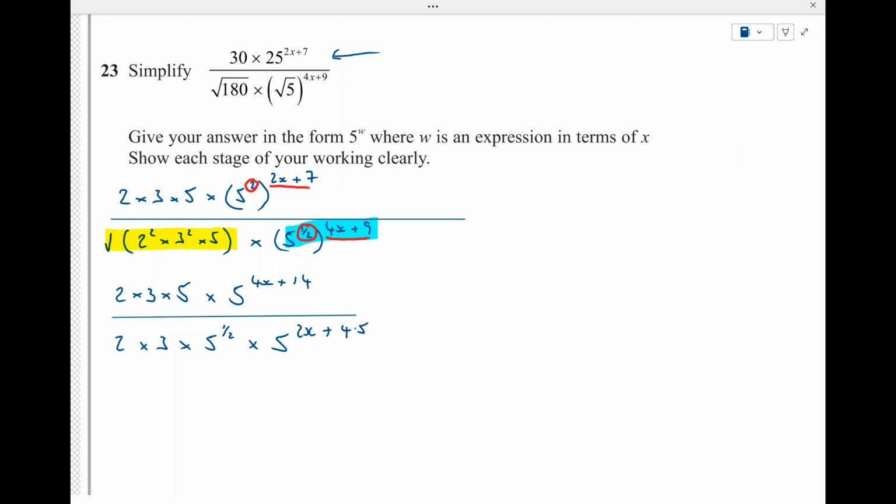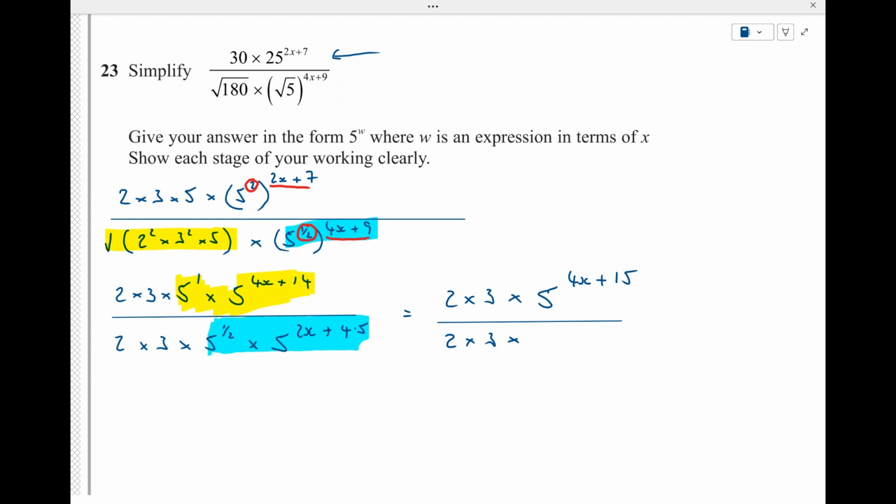Okay, now let's look at the top. I've got 2 times 3 times. I'm looking at this. 5 to the 1 times 5 to the 4x plus 14. Add those powers, that's 5 to the power of 4x plus 15, all over 2 times 3 times, now I'm looking at this, 5 to the power of a half times 5 to the power of 2x plus 4.5, add those powers, 5 to the power of 2x plus 5.